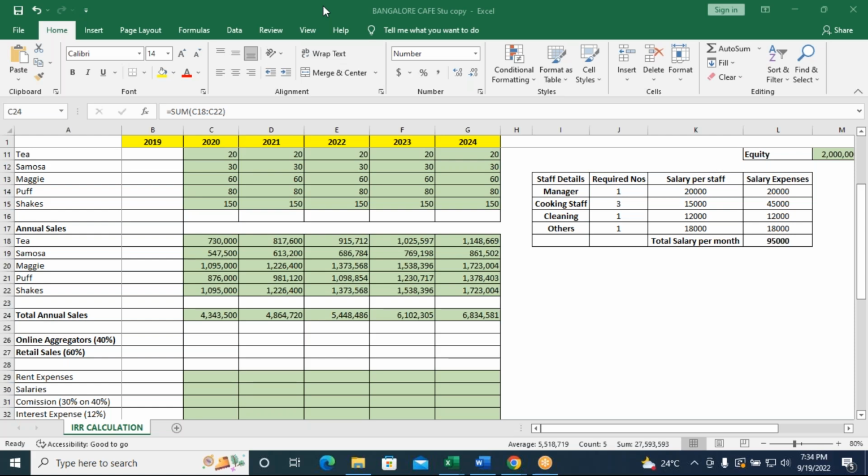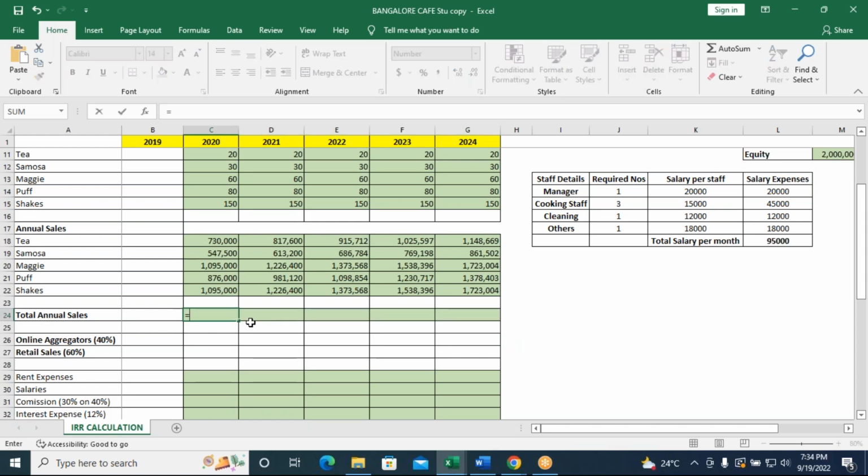Ma'am, can you please show how to select and drag the cells? Okay. So first this one is equal to sum. So that is totaling. Open the parenthesis and click the range from T and drag it till shakes. That is from C18 to C22. See, C18 to C22. Till here I have to drag it. Close the parenthesis, that is close the bracket. Enter.